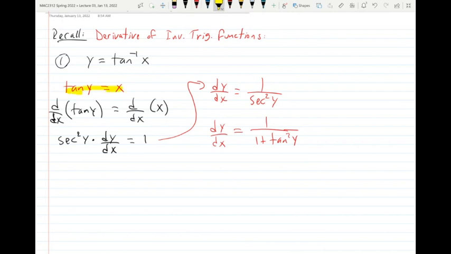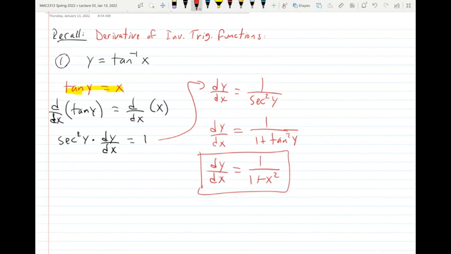It's right here, right? It's equal to x. So we get dy/dx. So the derivative is 1 over 1 plus x squared. Do you understand this? Again, tangent of y is equal to x.